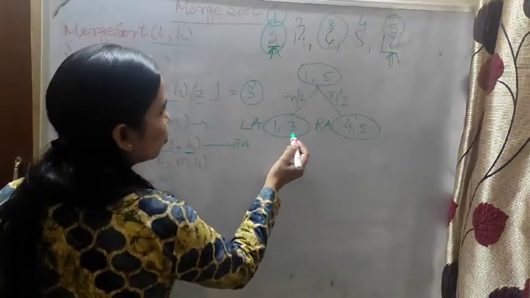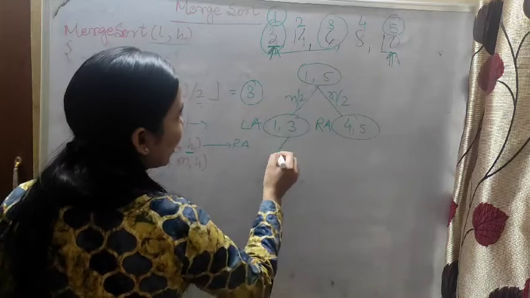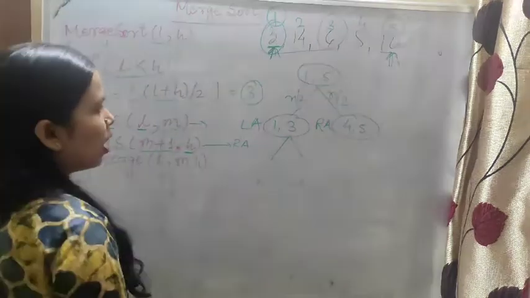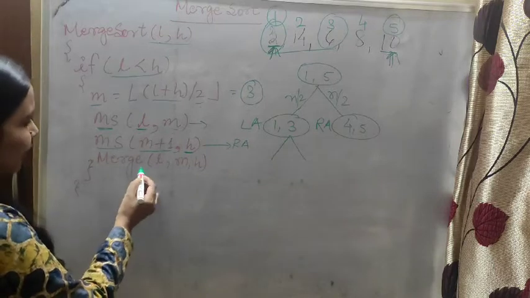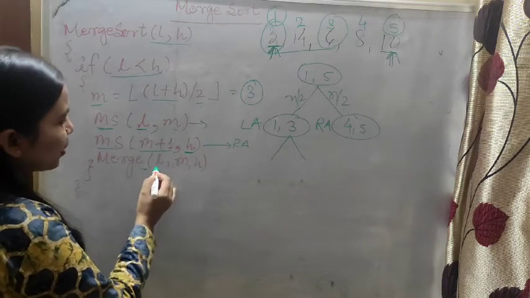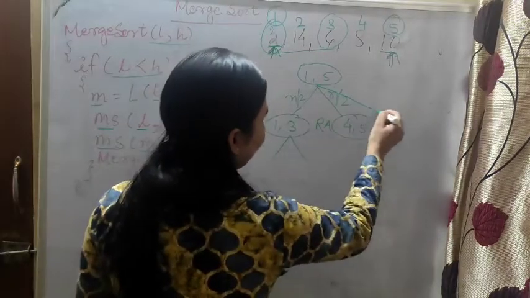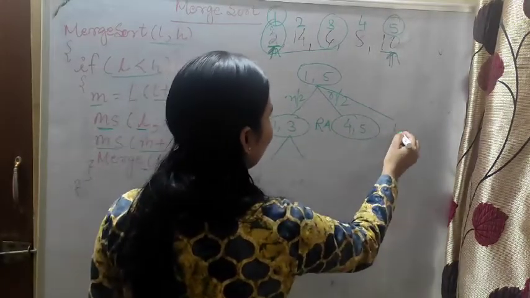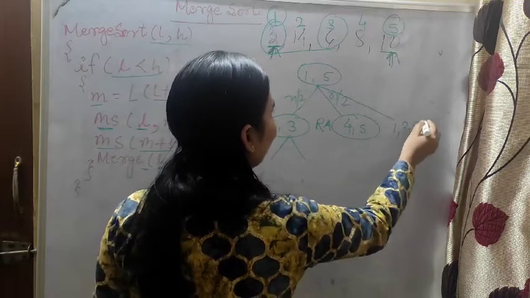Now 1, 2, 3, that means 3 positions are given. So now again it will be split. Again whenever you split it, okay, and here merge L, M, H is given. L is for the first element, M the middle element, and H the high element. Write down: the first element is 1, the middle element is 3 and the last element is 5.